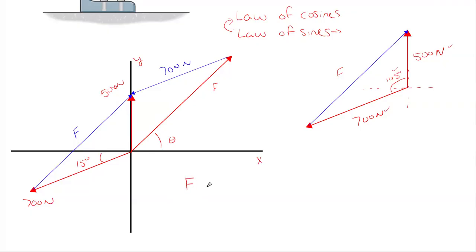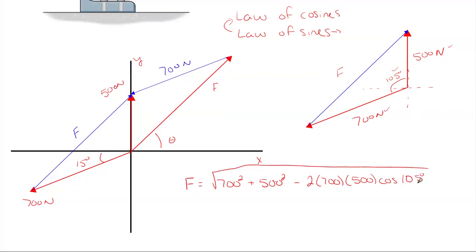So we would have our unknown side F is equal to the square root of the other two sides squared, so 700 squared plus 500 squared, subtracting off 2 times both of those sides, so times 700 times 500 Newtons, multiplied by the cosine of the angle that's opposite my unknown side, which is cosine of 105 degrees. And then please do not forget the square root. That was supposed to be a nice straight line, but you know, when you freehand stuff. A lot of people forget the square root. Don't forget that square root.